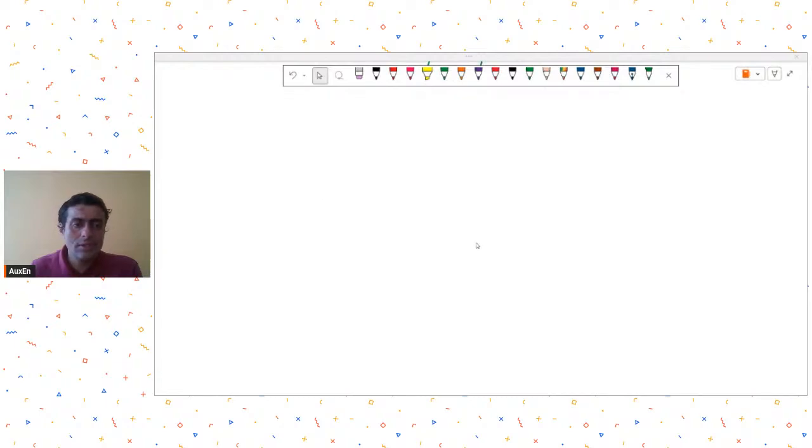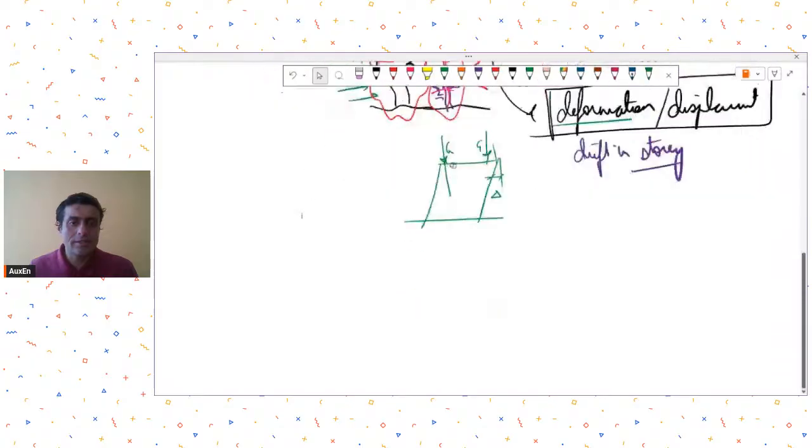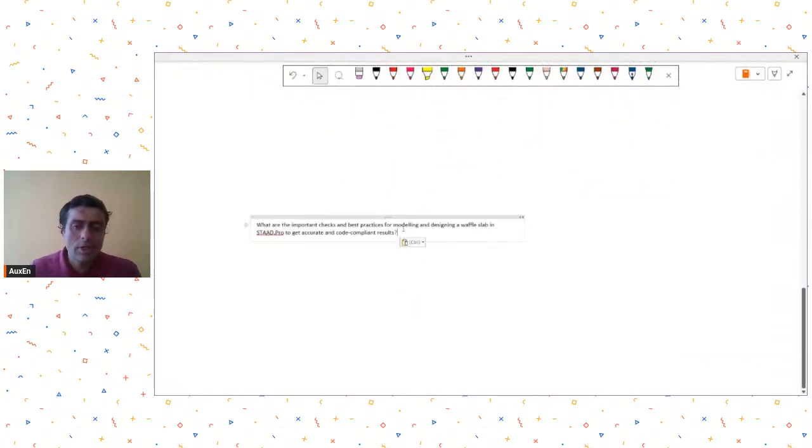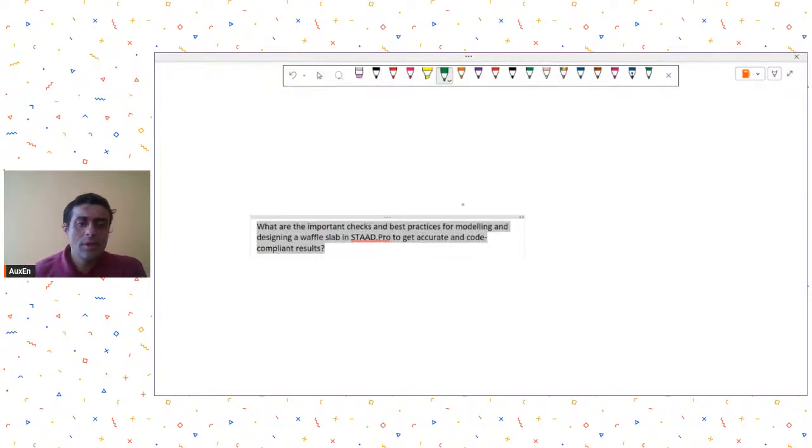Then the next question is, where is the next question? Yeah, the next question is from engineer Vineet Kumar. He is a working professional from Patna, and he is asking, what are the important checks and best practices for modeling and designing a waffle slab in STAAD.Pro to get accurate and code compliant results.